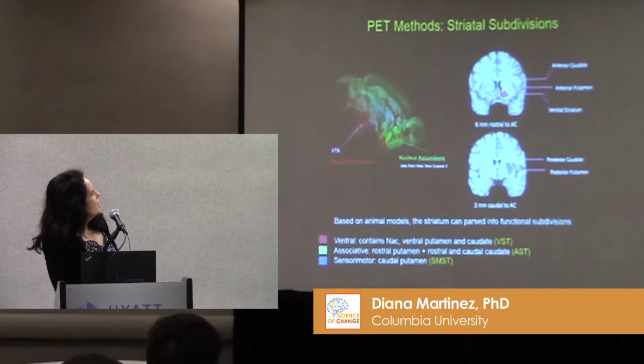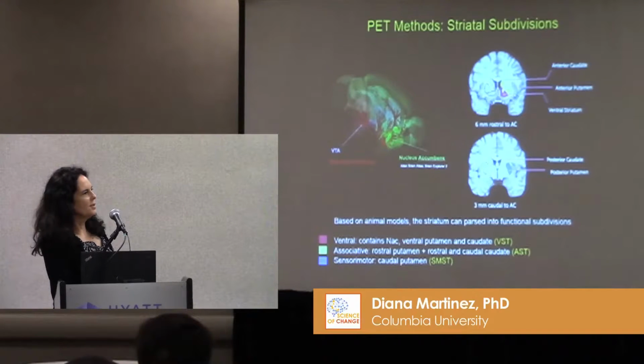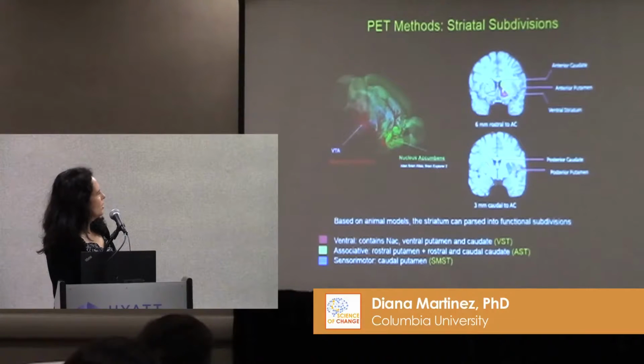One last methodology slide. Using animal models, we have parsed the striatum into the different subdivisions that we're interested in. In addiction, we're mostly talking about the ventral striatum or the limbic striatum, which gets input from the ventral tegmental area and is very involved in reward processing and habitual behavior, although so is the associative striatum, shown here in yellow, and even the motor striatum, shown here in blue. When I'm talking about these different regions, I'll be referring to the ventral striatum, the associative striatum, and the sensorimotor striatum.